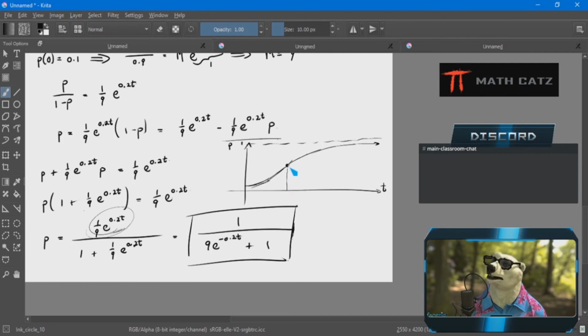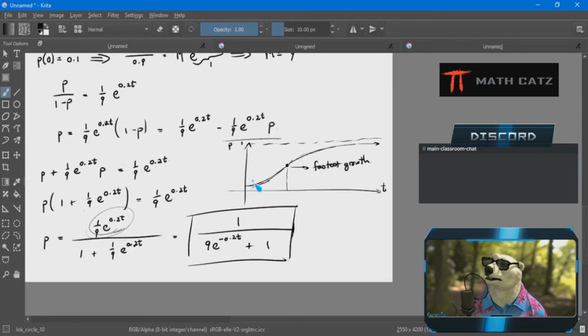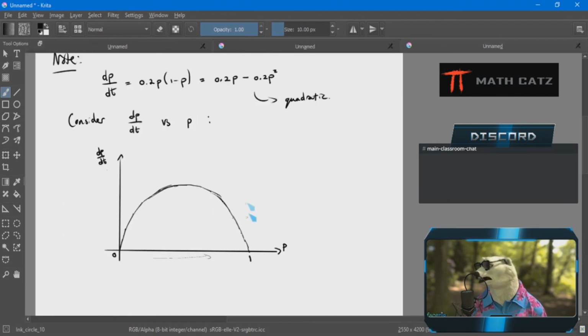And then that's as fast as it grows. Fastest growth. And then it's going to slow down. Because I'm still looking at dp dt. So I'm not looking at the slope of this graph. I'm looking at the slope of the actual function. So the growth rate is going to increase and then it's going to slow down. That's just sort of verified by this way of looking at it.